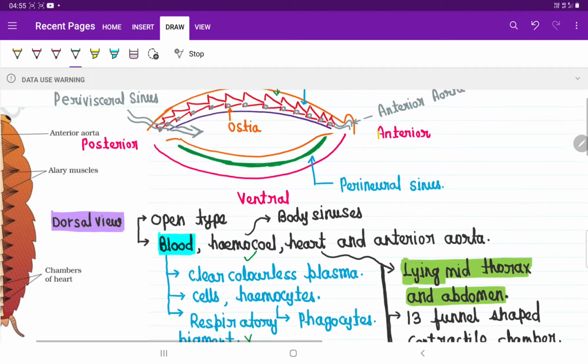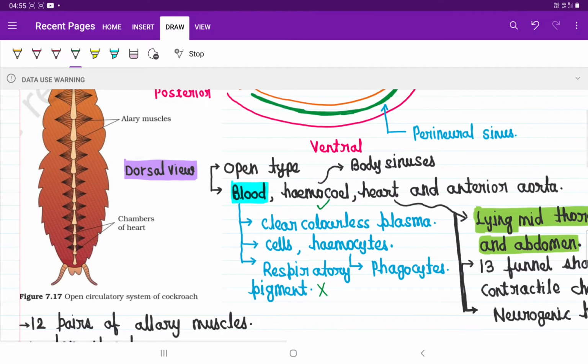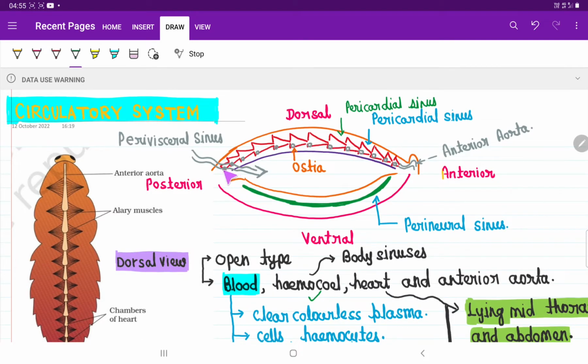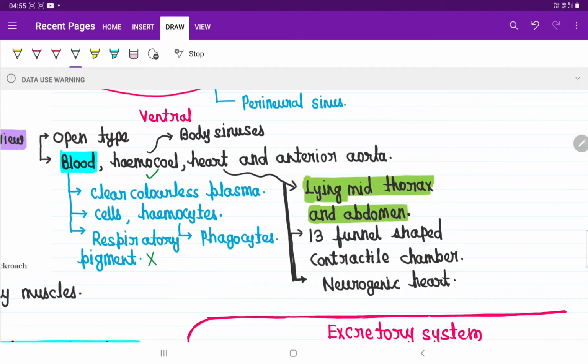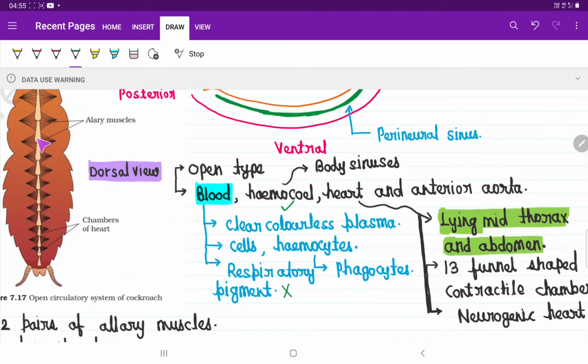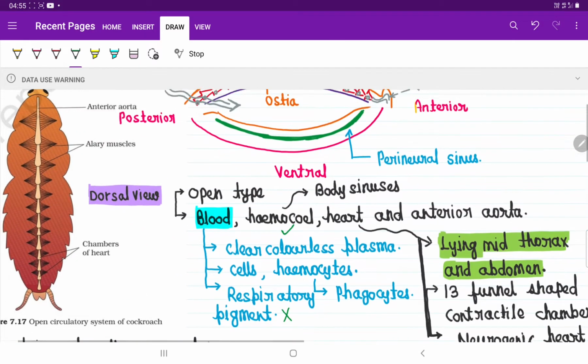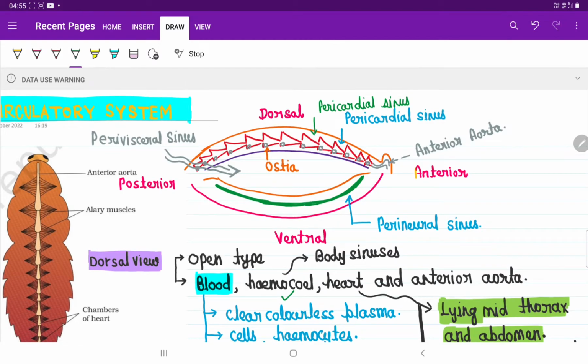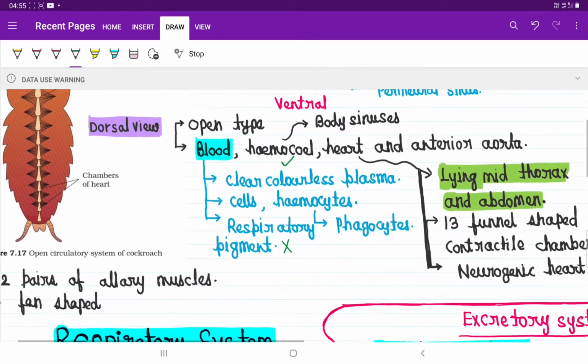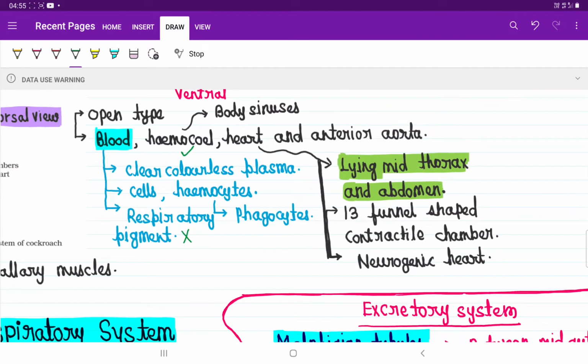Now we will see the heart in detail. See the heart, students. This heart is long and tubular, lying from the thorax to the abdomen, and it is present in the mid dorsal part of their body. What is present in your mid dorsal part? Your vertebral bones are present. In the same way, they have a heart, right?